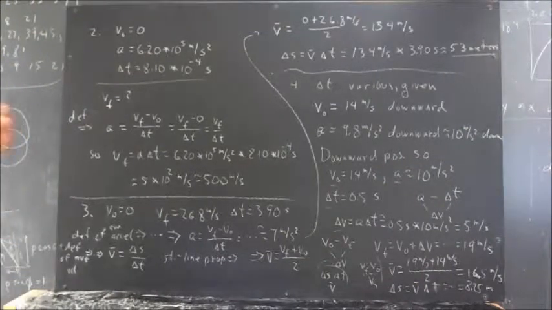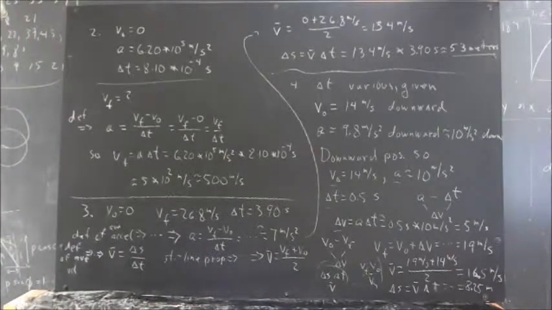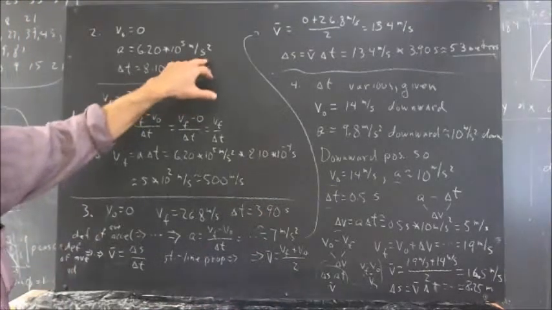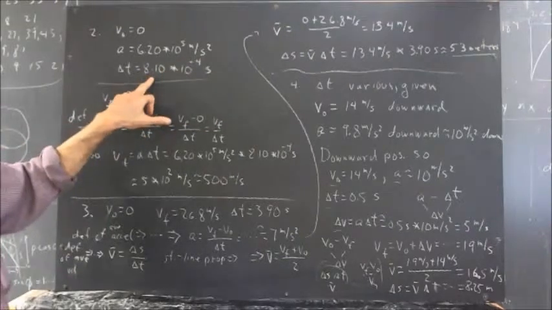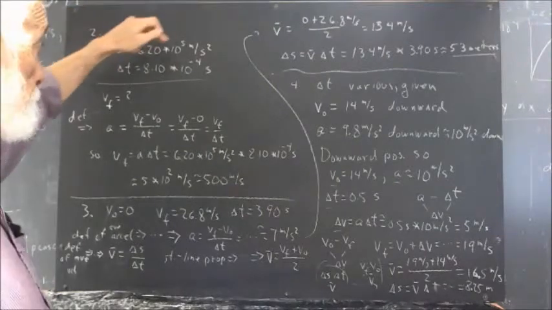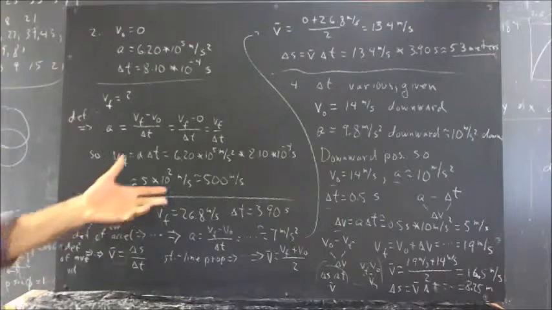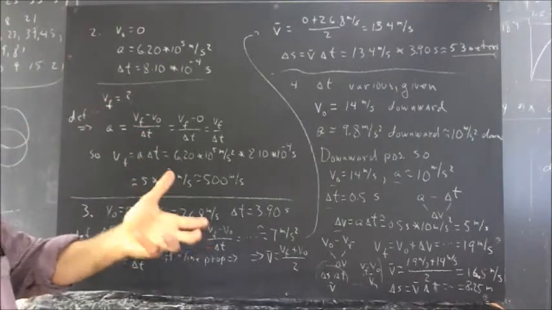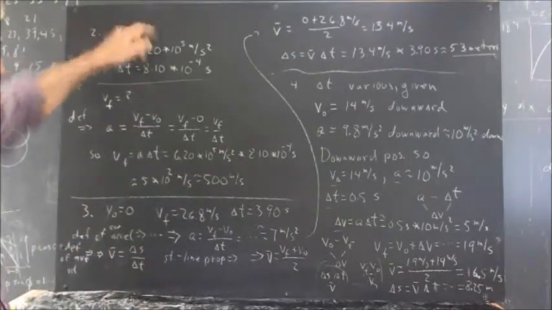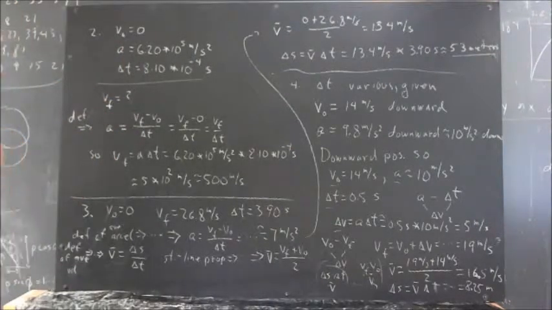In the second problem, we have a bullet leaving a gun. A bullet travels the length of the barrel in 8.10 times 10 to the negative 4 seconds, that's about 0.8 milliseconds, accelerating at 6.2 times 10 to the 5th meters per second squared. Now, what else do we know? Well, the bullet is initially at rest, so you pull the trigger. V naught then is 0. Now, we want to know what the final velocity of the bullet is as it exits the barrel.